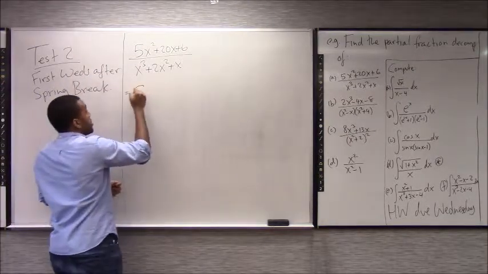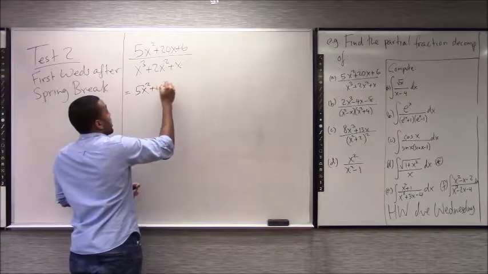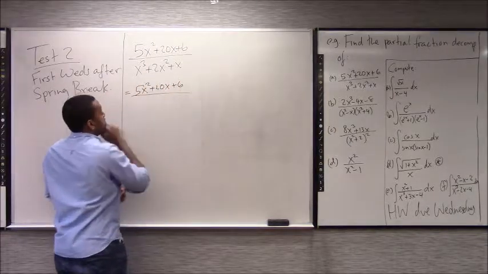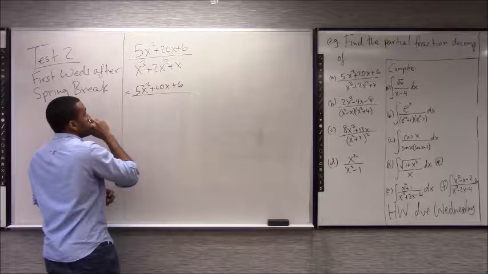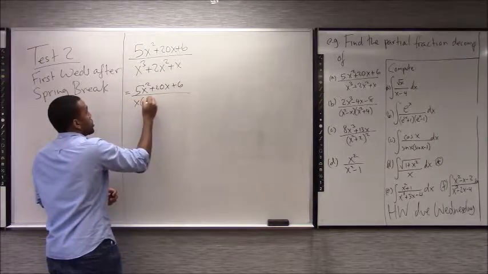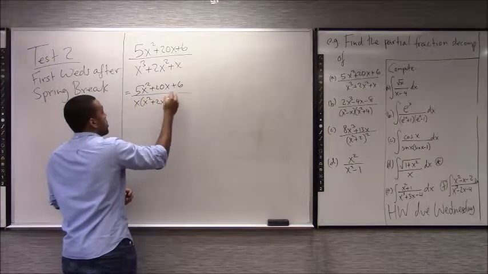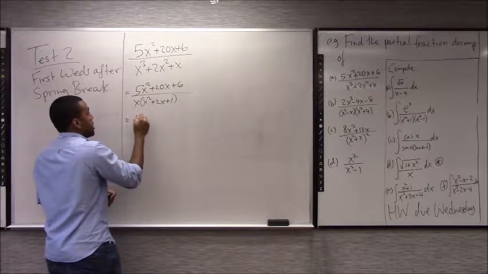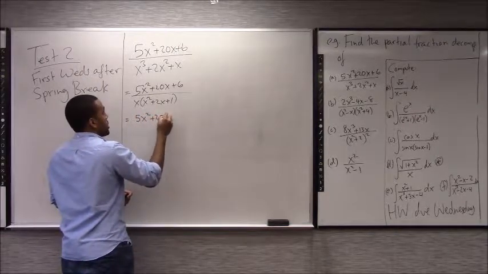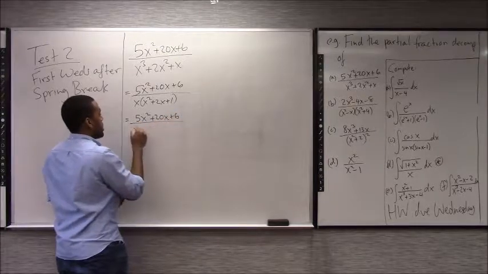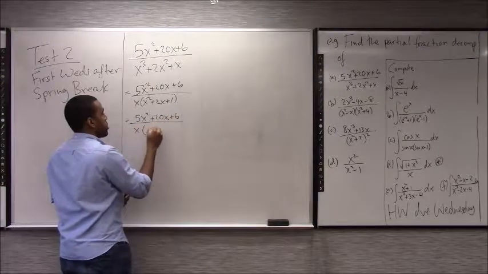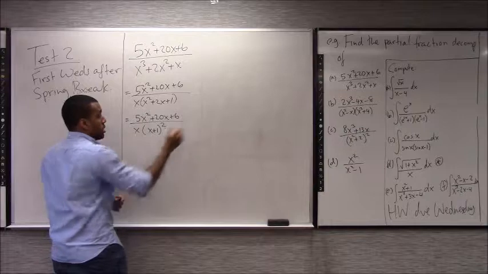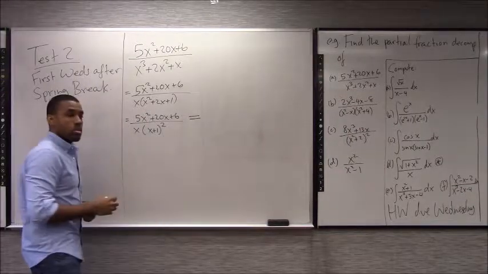Factor the denominator. So this is just going to be (5x squared plus 20x plus 6) over, what's the factor? Pull out an x first. Pull out an x, you'll get x squared plus 2x plus 1. And you can factor that. This is (5x squared plus 20x plus 6) over x times (x plus 1) all squared, right? How would you break that up?